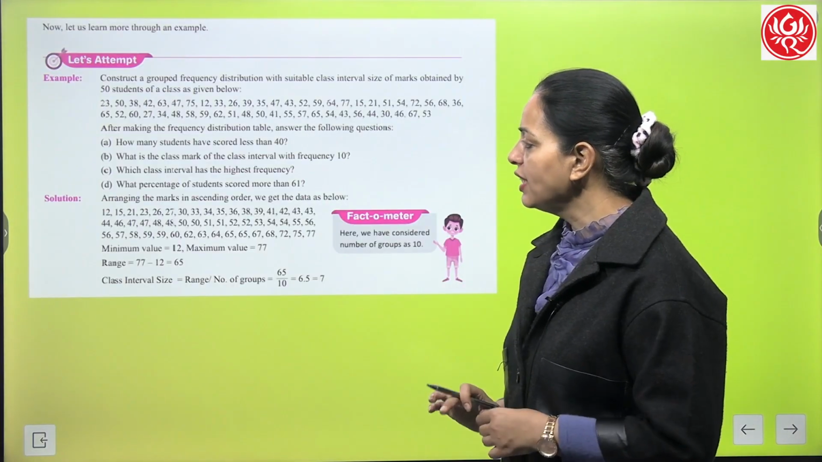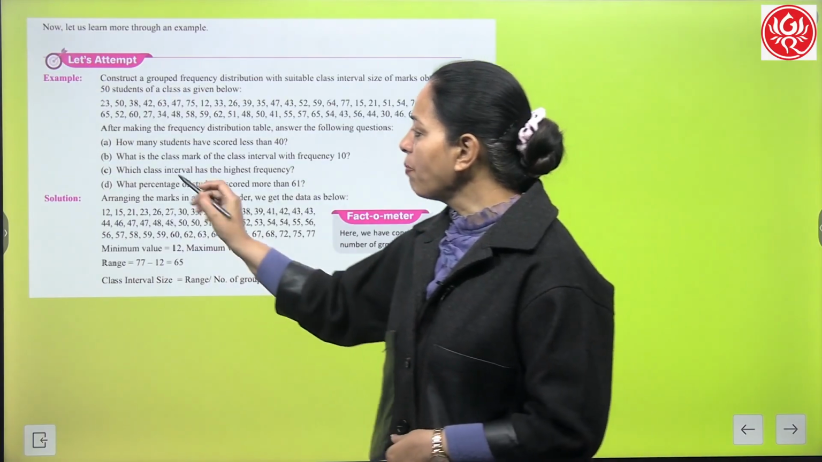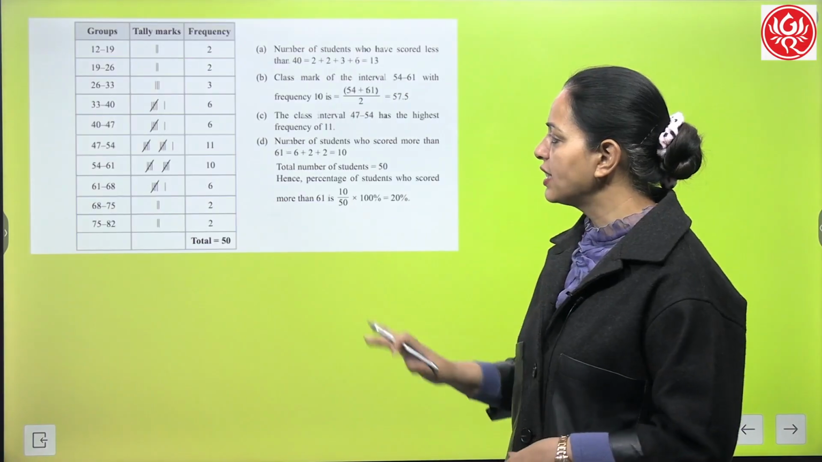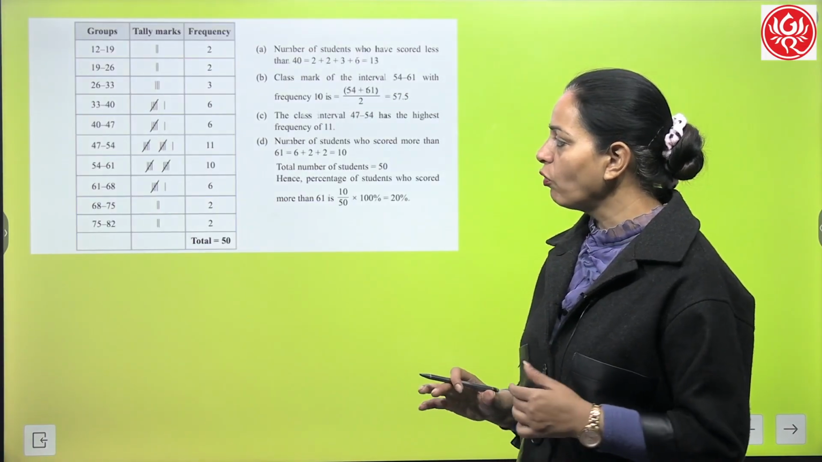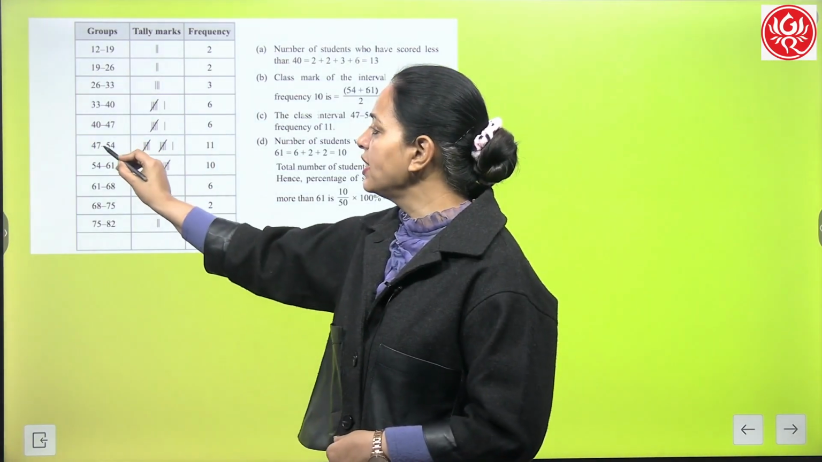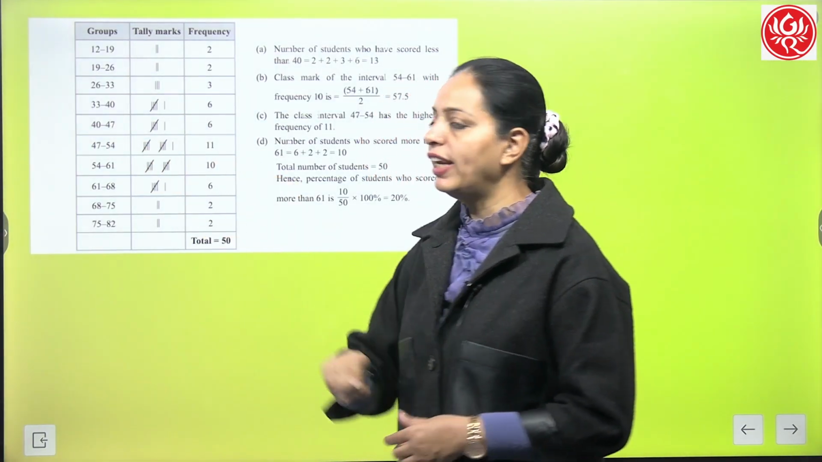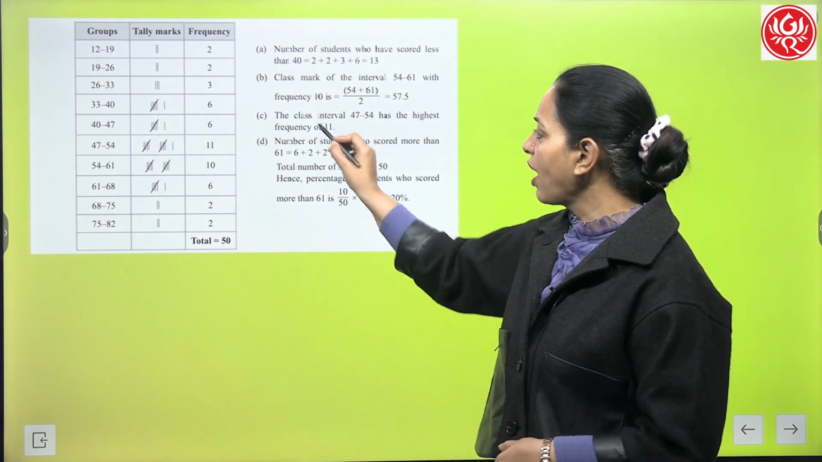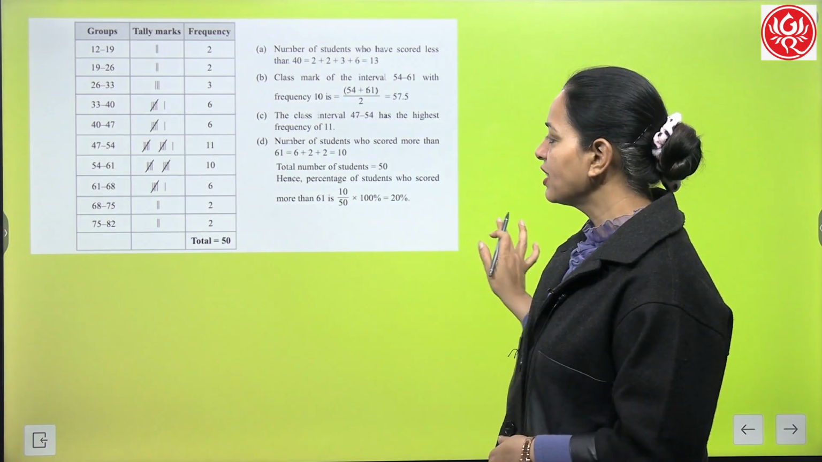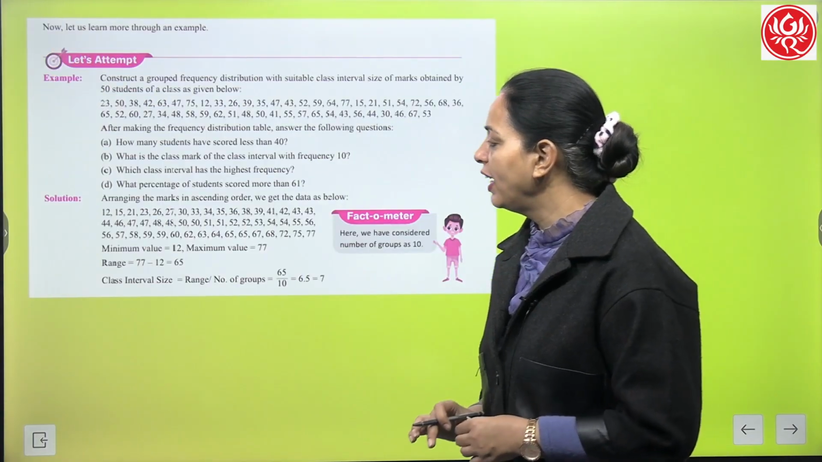Okay. Now C, next part. C part, which class interval has the highest frequency? That is 47 to 54, 11. So the class interval 47 to 54 has the highest frequency of 11.